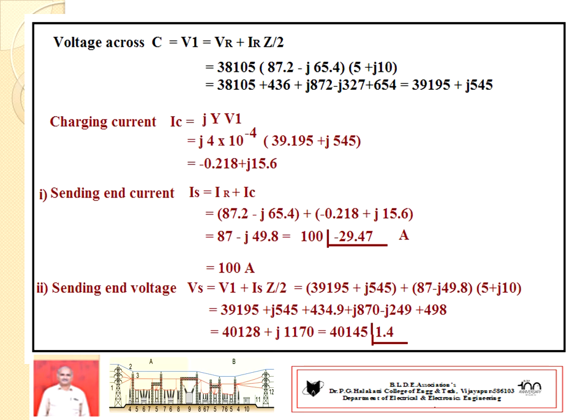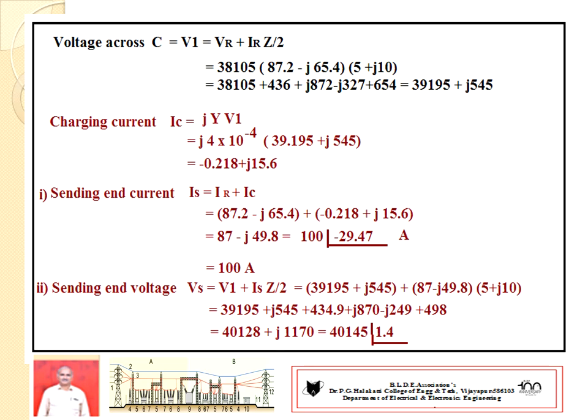After knowing the V1, then it is possible to calculate charging current. IC equal to jY, that is capacitive susceptance, into V1. That value is given, j4 into 10 to the power of minus 4, V1 you are knowing, calculate IC. Once IC comes, then the sending end current is equal to the vector sum of IR and IC. Vector sum of IR and IC. So we are going to get around 100 amperes.